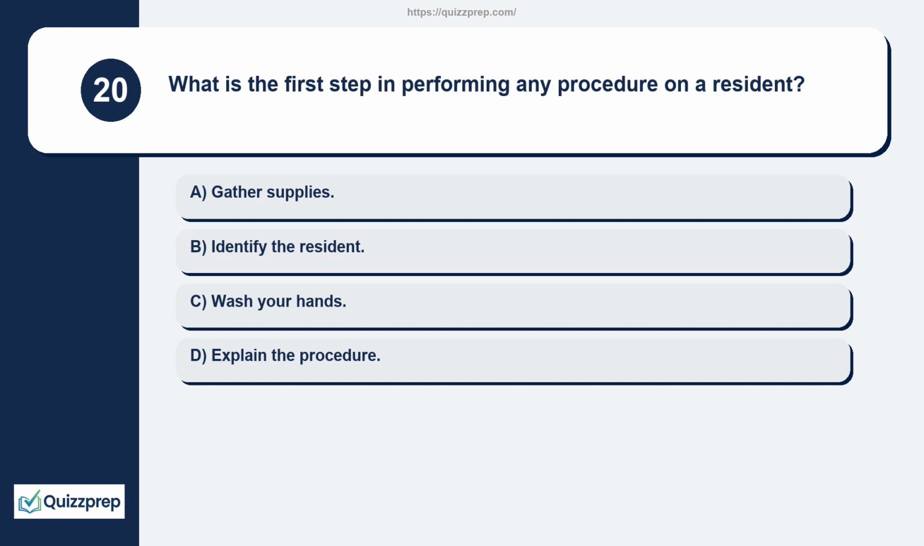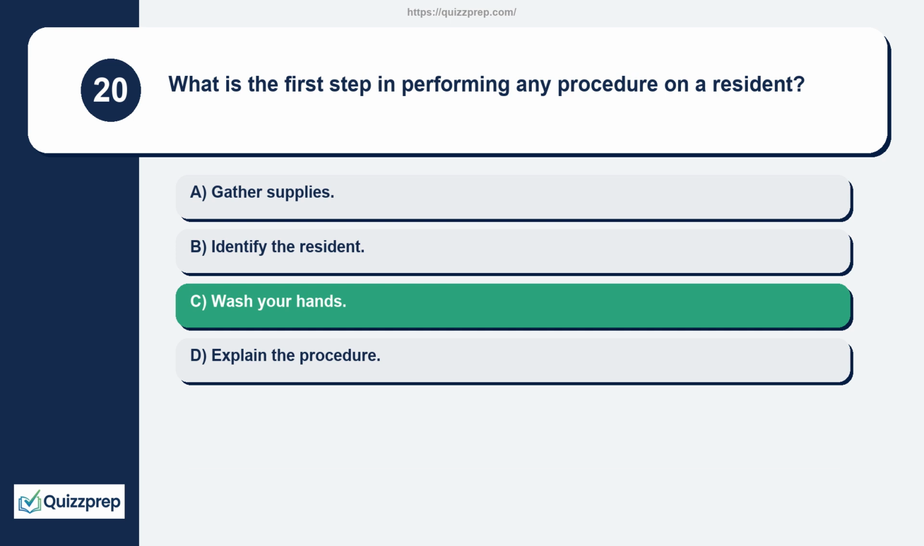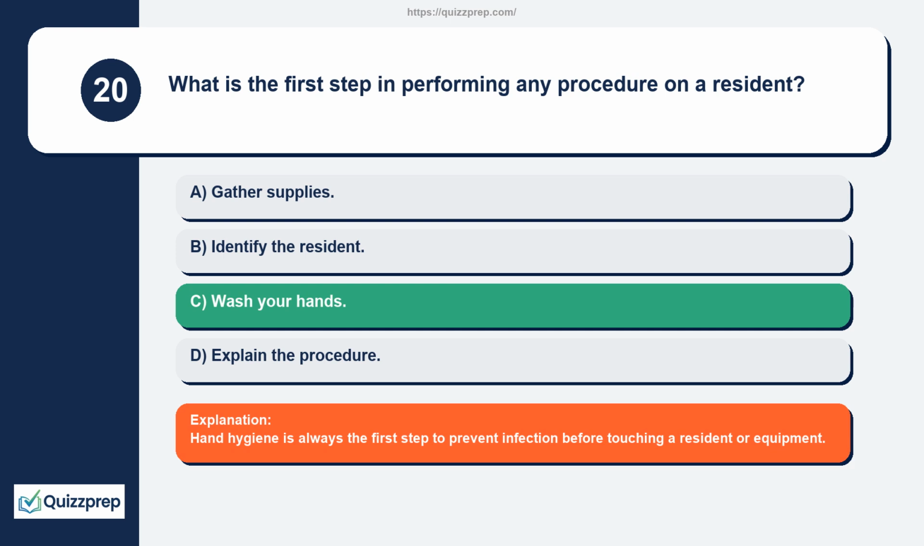Question 20. What is the first step in performing any procedure on a resident? Gather supplies. Identify the resident. Wash your hands. Explain the procedure. Hand hygiene is always the first step to prevent infection before touching a resident or equipment.